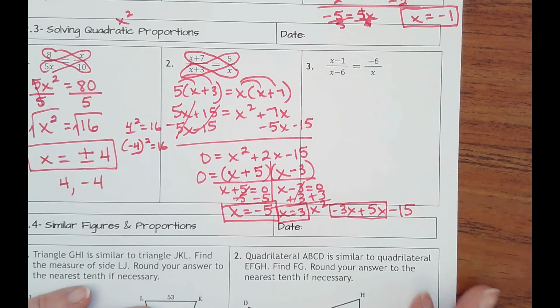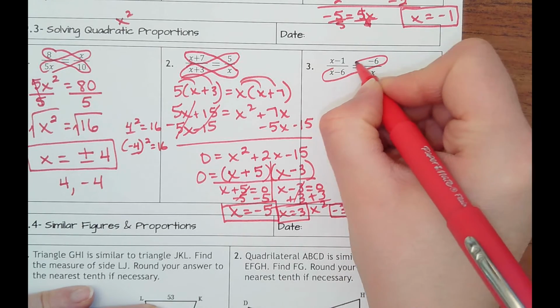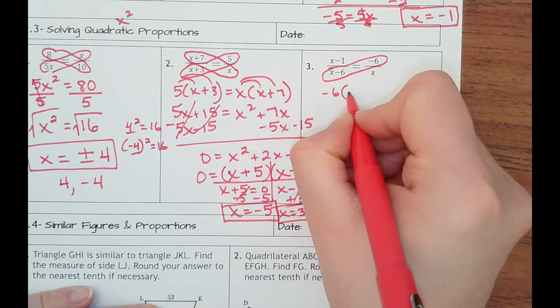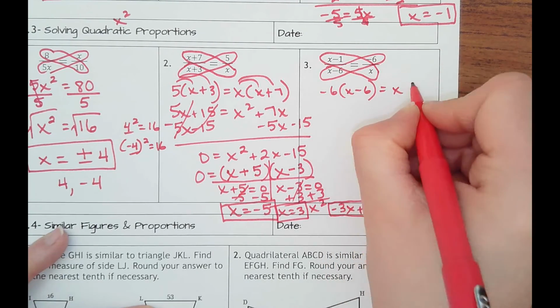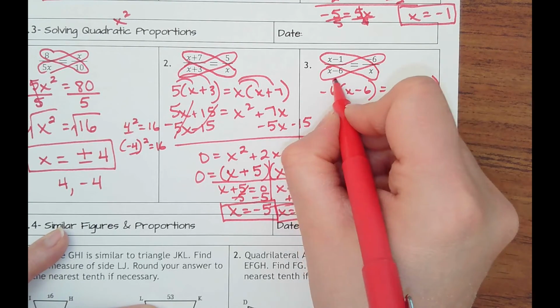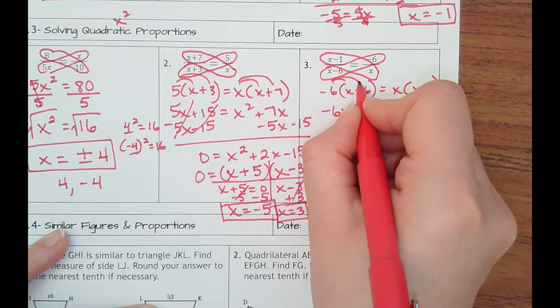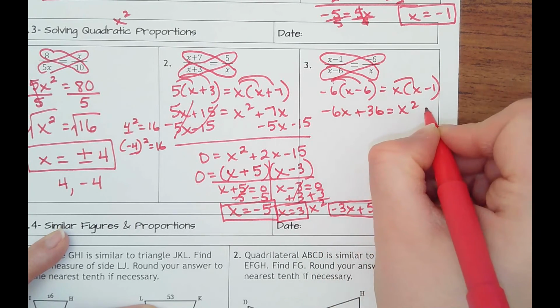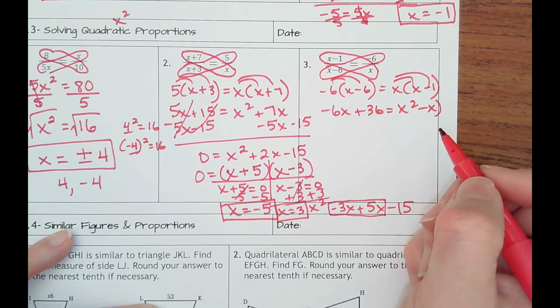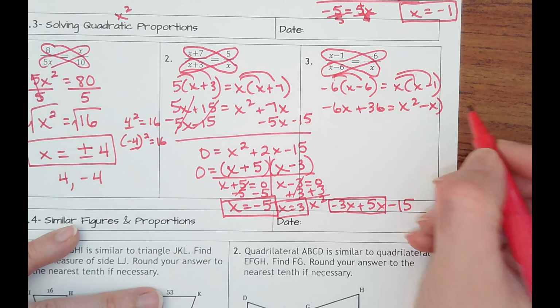Okay, and then number 3. We got negative 6 times x minus 6 equals x times x minus 1. Negative 6x plus 36 equals x squared minus x. I don't know why I put that there.